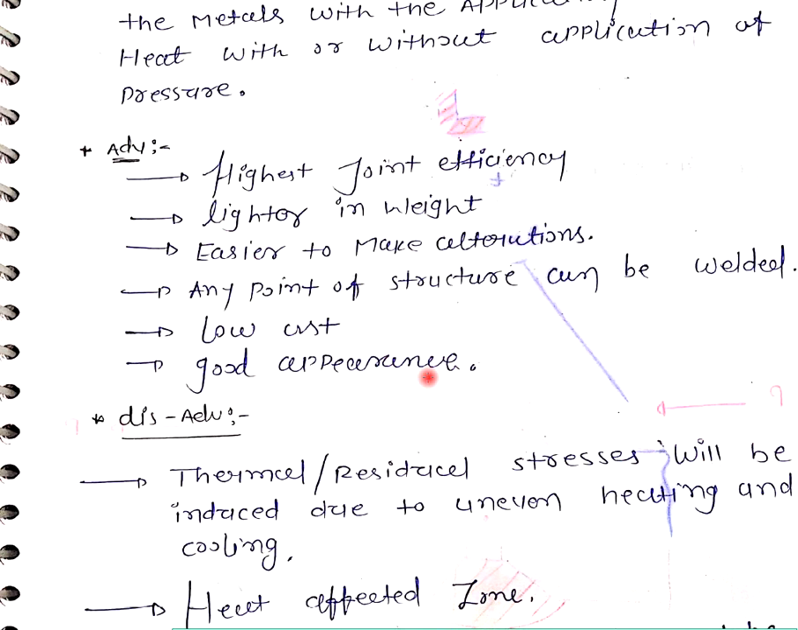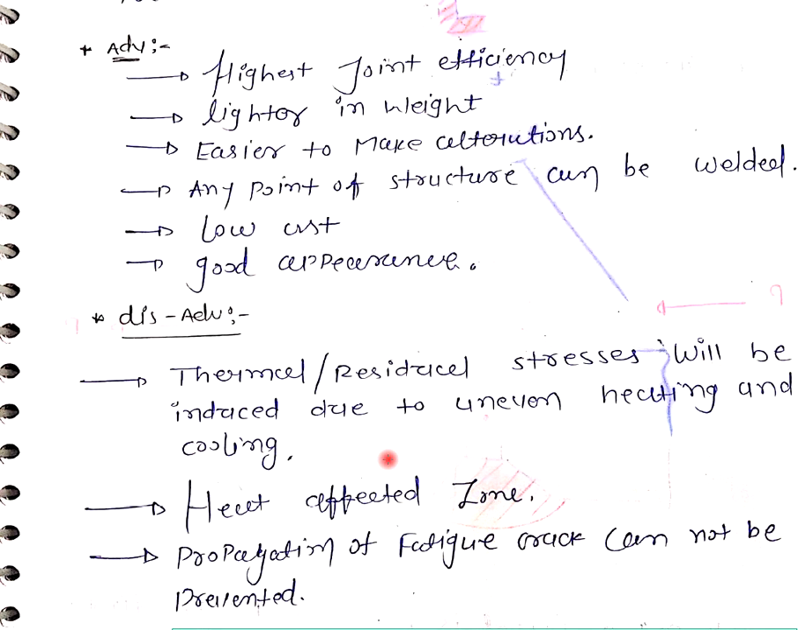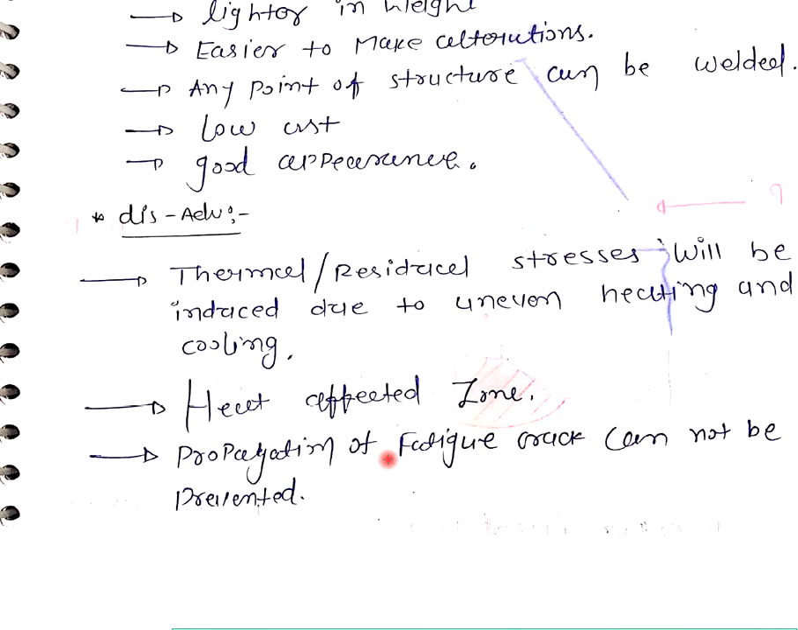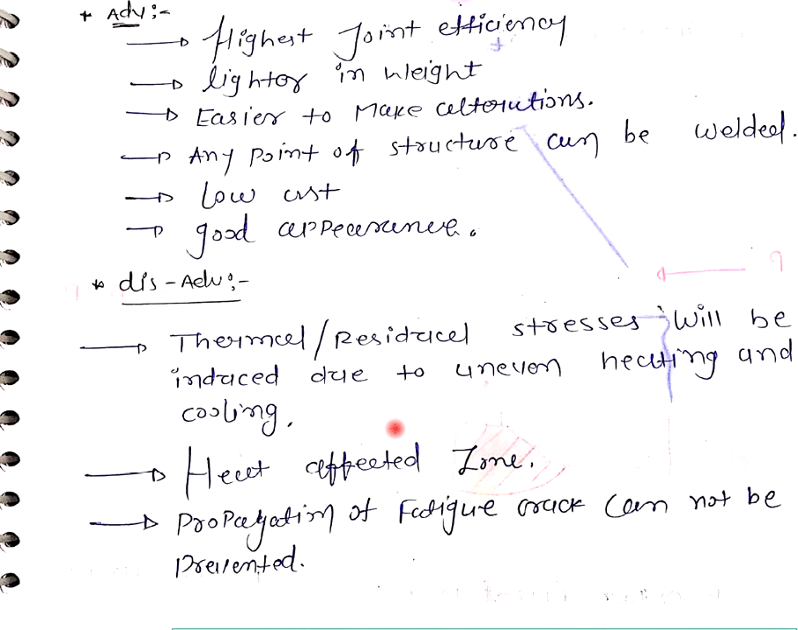But the main disadvantage is the thermal stresses induced due to uneven heating and cooling effect. Second, welding is a process in which a very high amount of heat is generated, so there is a very high heat affected zone, and the propagation of failure or fatigue and creep cannot be prevented. So somehow the introduction of welded joints is an advantage as well as a disadvantage.